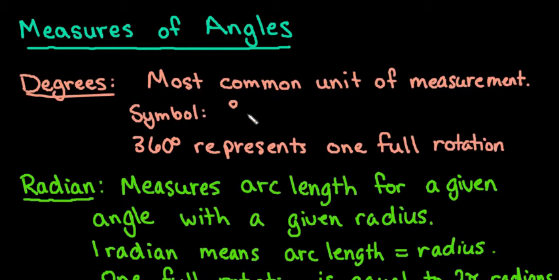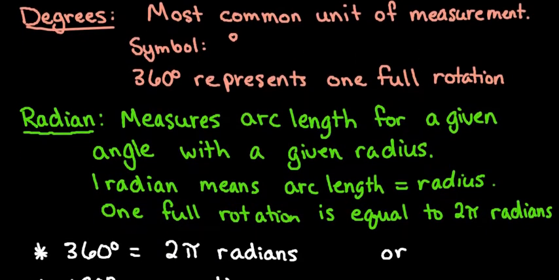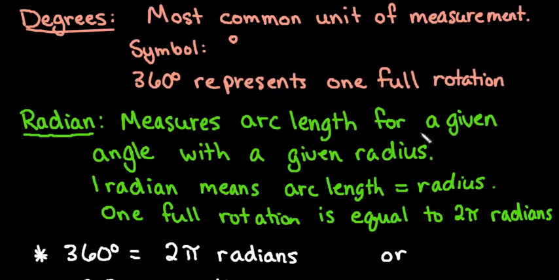So degrees is your angle opening. The radian is talking about the arc length that is inscribed inside of the angle for a given radius. So 1 radian measures the arc length. 1 radian means that the arc length is equal to the actual radius of the circle. If you do one full rotation of a ray, that is equal to 2 pi radians, which just comes from the circumference of the circle.